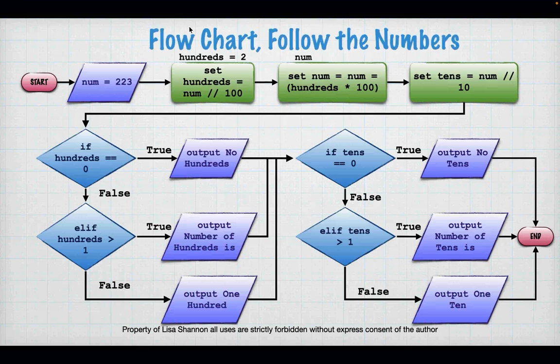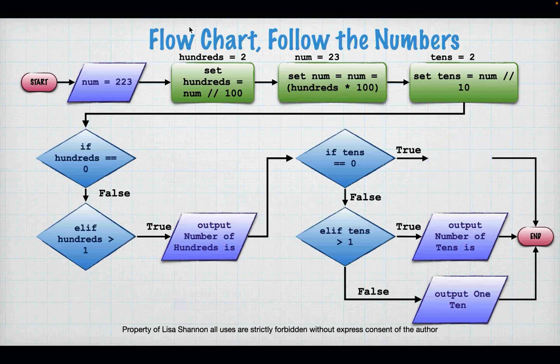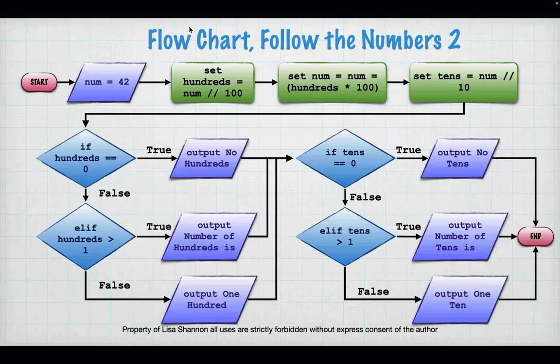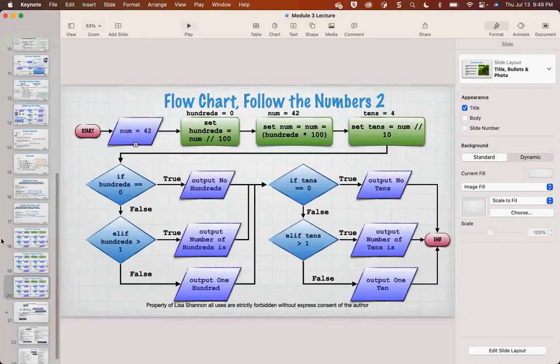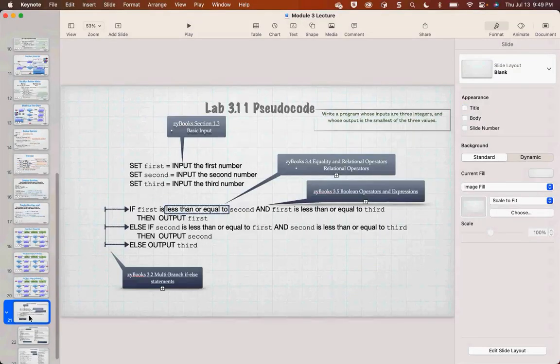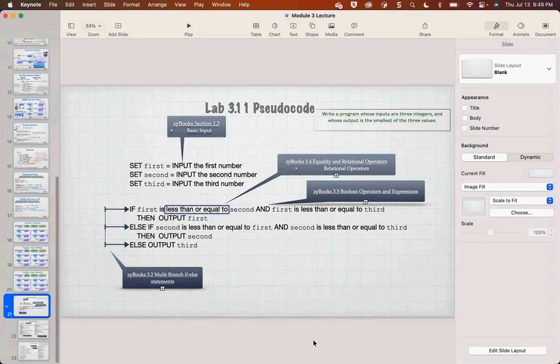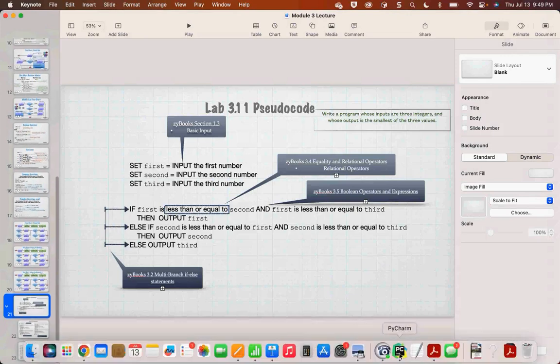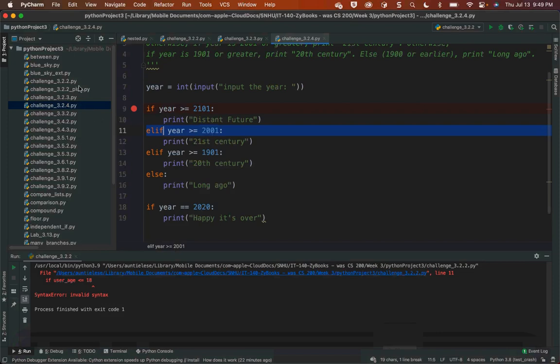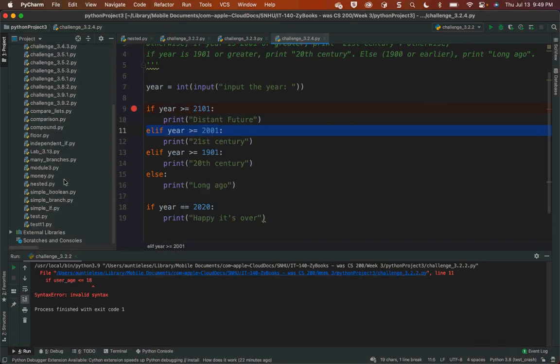Okay. So I'm just going to do a quick one. Hundreds is 2, num is 2, 23, tens is 2. I think I may have beat this one. So we will, okay, I'm going to go do a little more code, and then we will go over that.